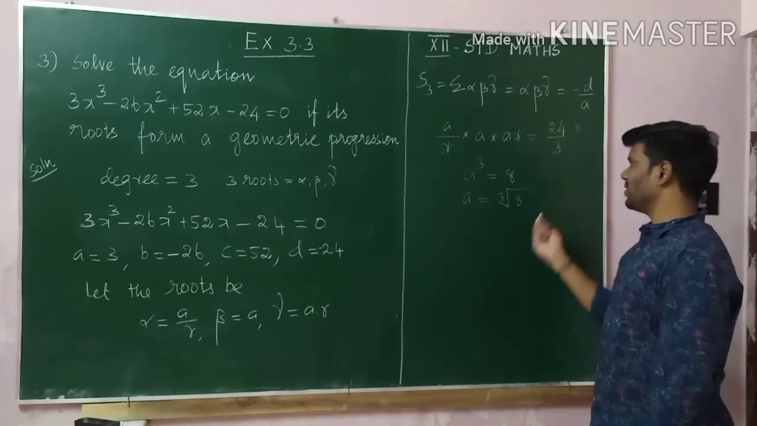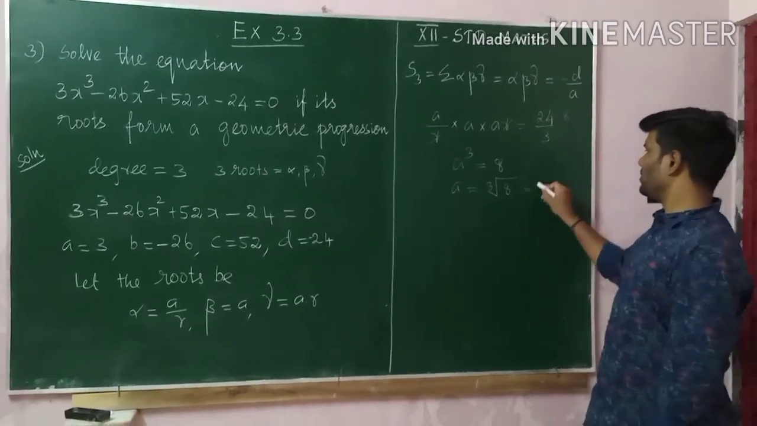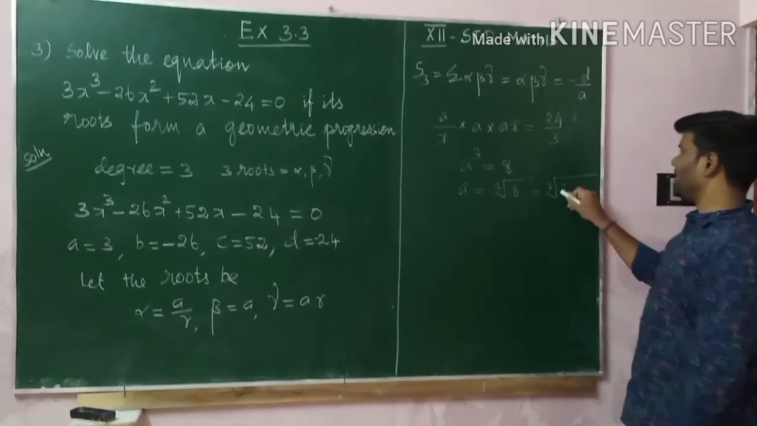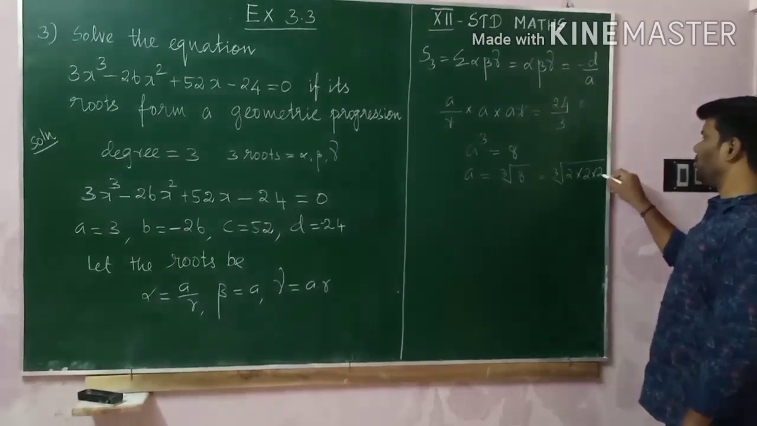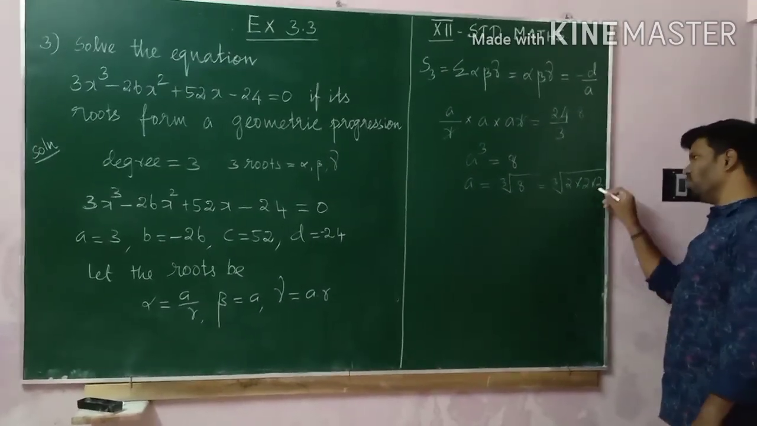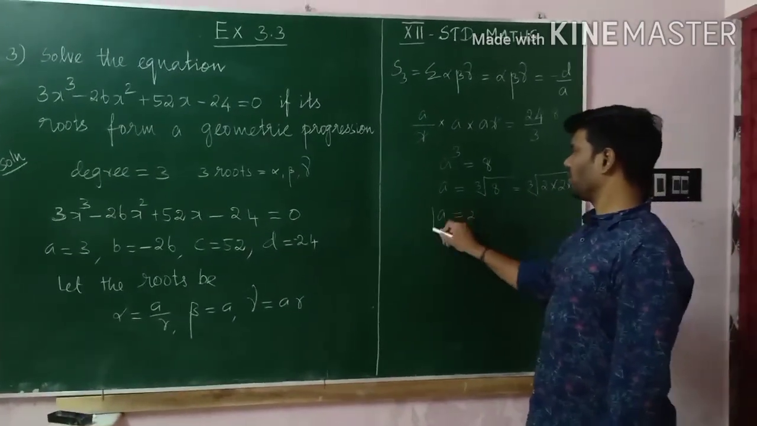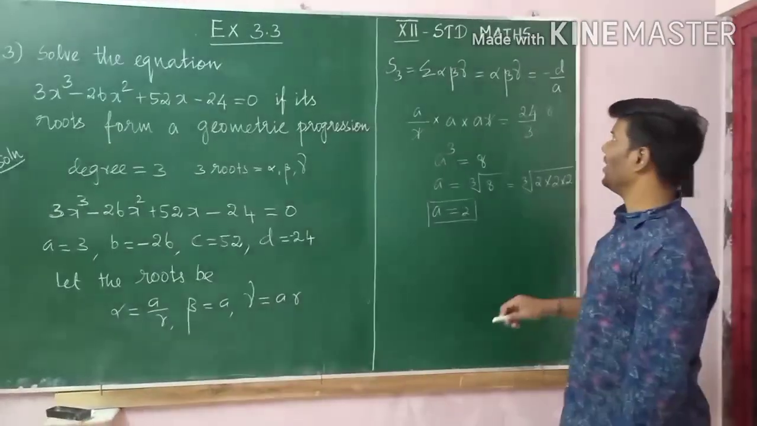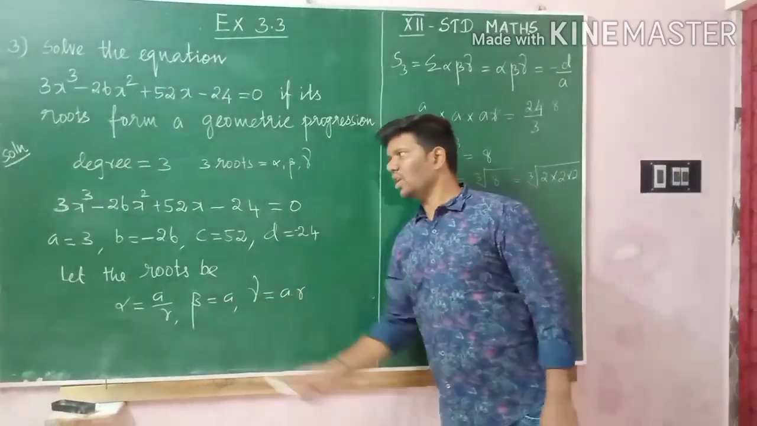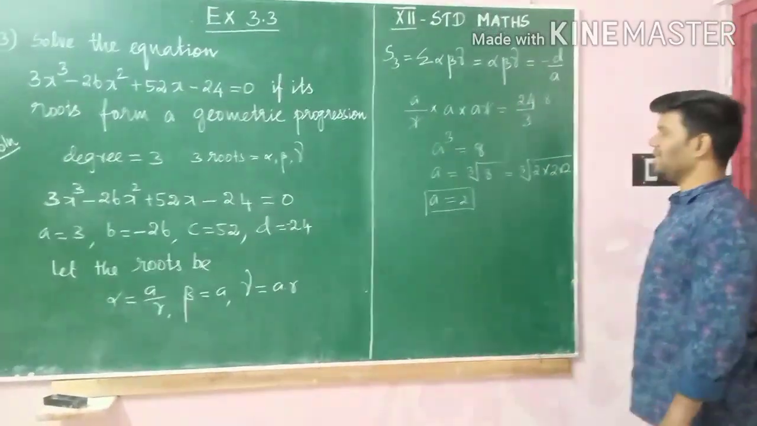Because we have to take the cube root on this side. Cube root of 8. What is the cube root of 8? 8 we can write as 2 into 2 into 2. So in the cube root, of the 3 numbers we have to take just 1. So A is equal to 2. Actually what is A? Here A is beta, one of our roots. Okay? So A is equal to 2.